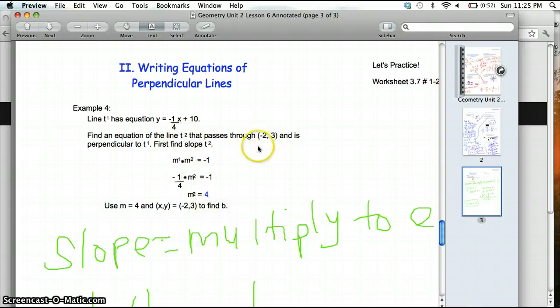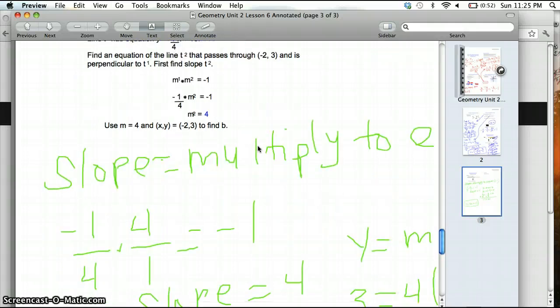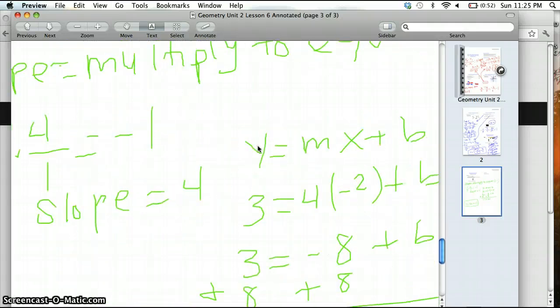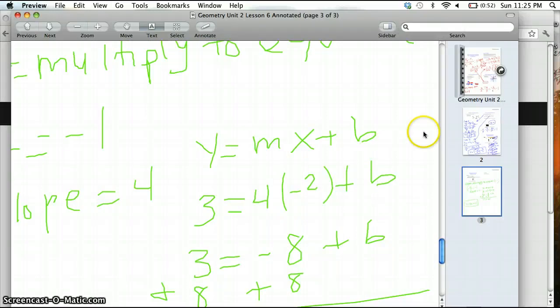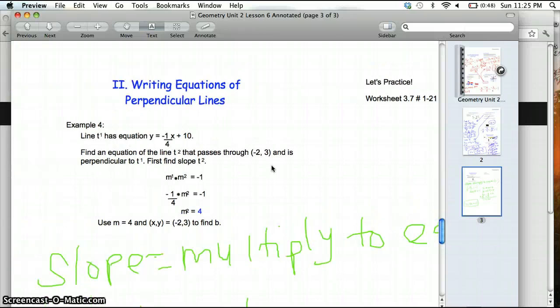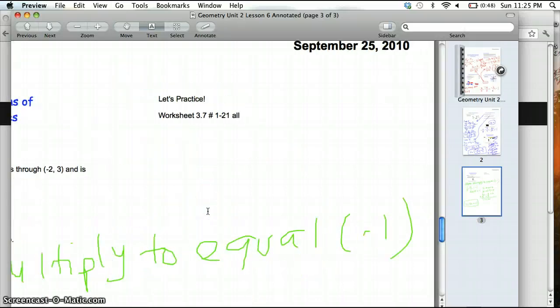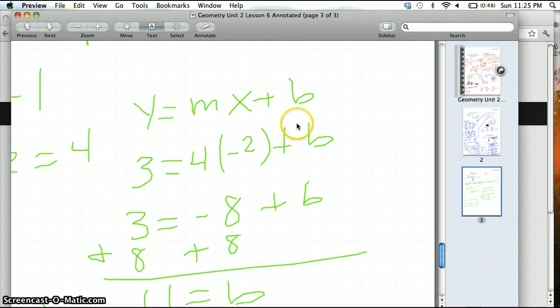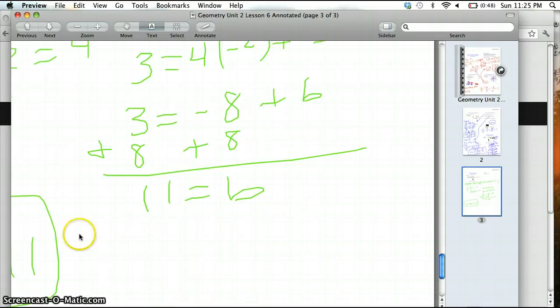And these are our points. So now we're going to plug it in. Remember, y equals mx plus b. We want to solve for b. So we know our point is (-2, 3) and our slope is 4. So let's plug in. y equals mx plus b. Our y was 3, equals, our slope is 4, our x was -2, plus b. So 3 equals 4 times -2, which is -8, plus b. We're going to add 8 to both sides, and our b is 11.